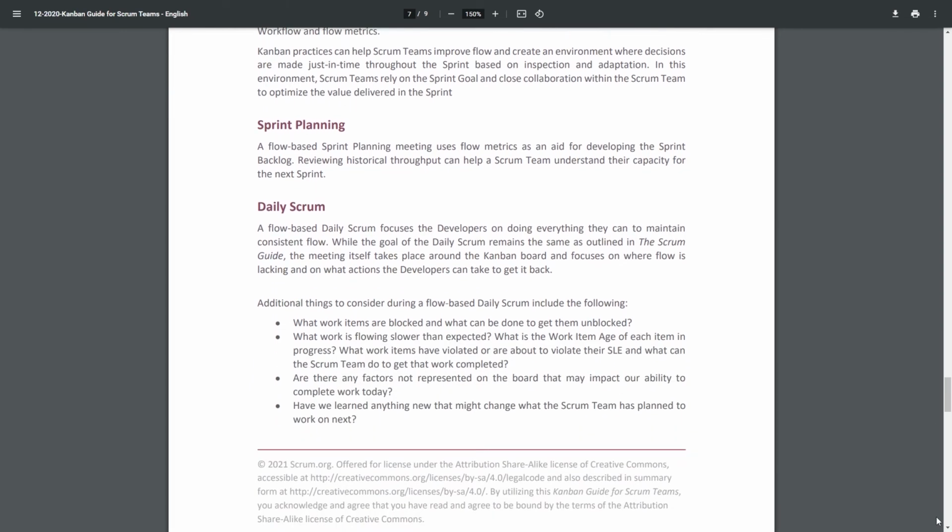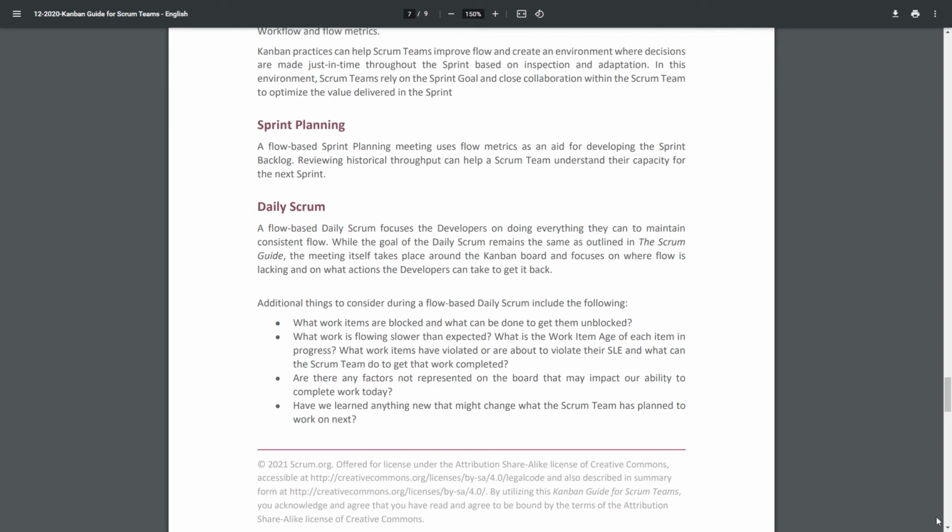While the goal of the daily Scrum remains the same as outlined in the Scrum Guide, the meeting itself takes place around the Kanban board and focuses on where flow is lacking and on what actions the developers can take to get it back. Additional things to consider during a flow-based daily Scrum include the following.